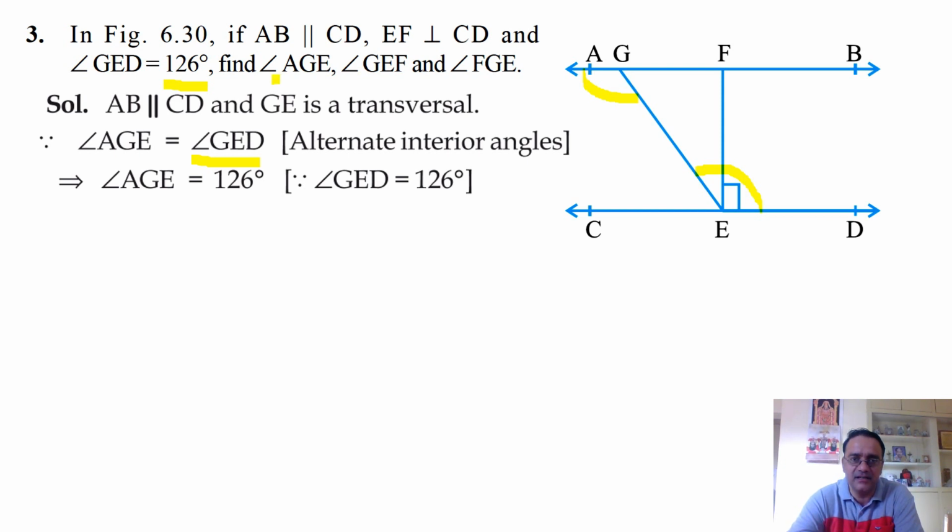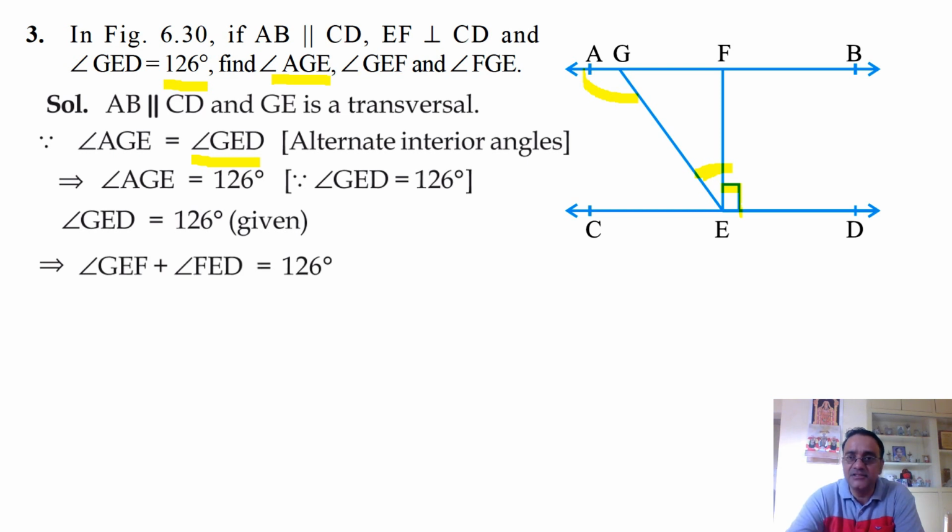So the first angle we got, पहला angle हम लोग को मिल गया है. Now angle GED, how can we write? Angle GED हम लोग कैसे लिखेंगे? एक मिनट इसको मैं मिटा देता हूँ. Right. So angle GED we can write as angle GEF plus angle FED. Now angle FED is equal to 90 degree.